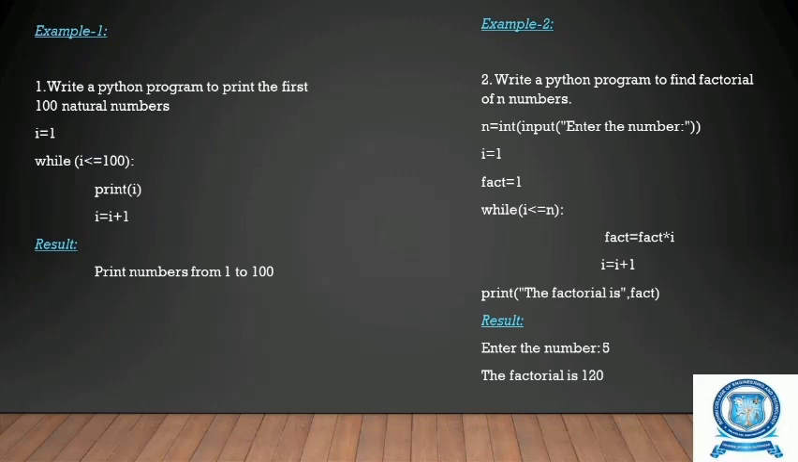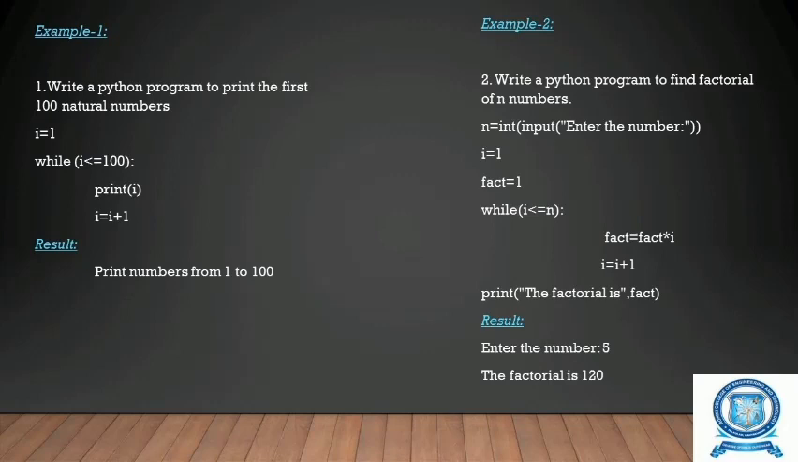Now the while condition is checked as i is less than or equal to n, because we are going to compute the factorial until the i value reaches 5, that is, the n value. So we check whether 1 is less than or equal to 5. The condition is true, so we enter the loop. fact equal to fact star i. Now the i value is 1 and the fact value is 1, so fact equal to 1 star 1, and 1 will be stored in fact.